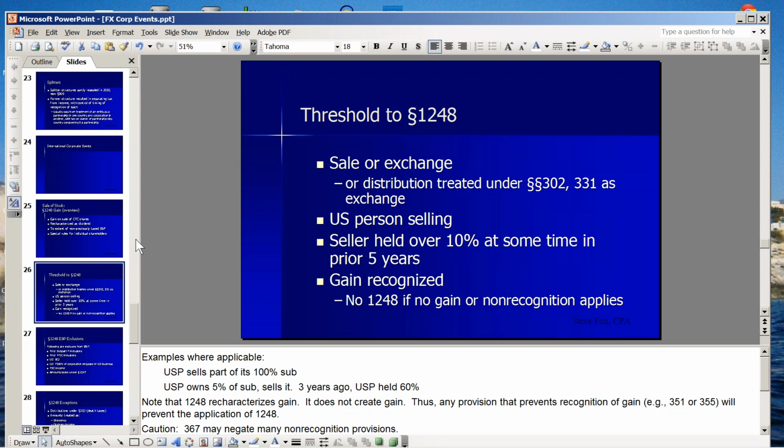And it only applies if there's gain. 1248 does not cause income. It merely recharacterizes gain. So if there's no gain that's otherwise recognized, then 1248 doesn't do anything. If a non-recognition provision applies, 1248 doesn't do anything.